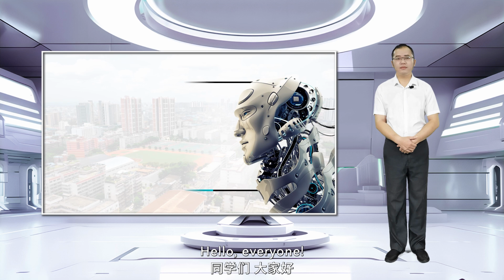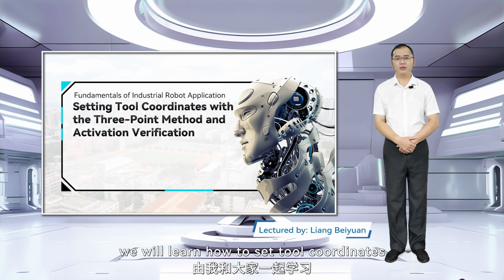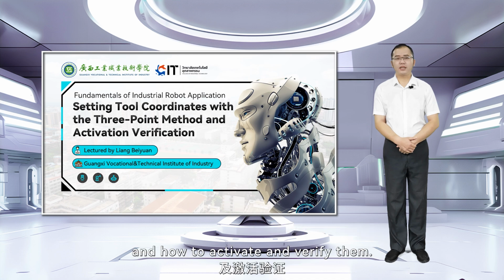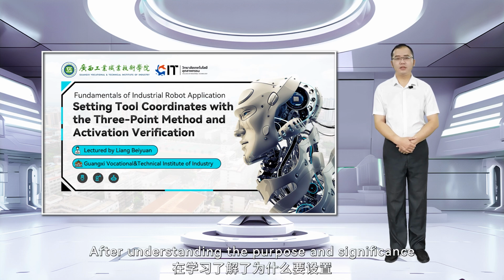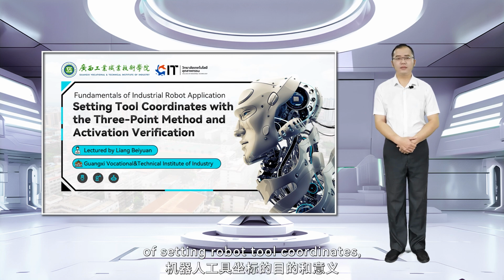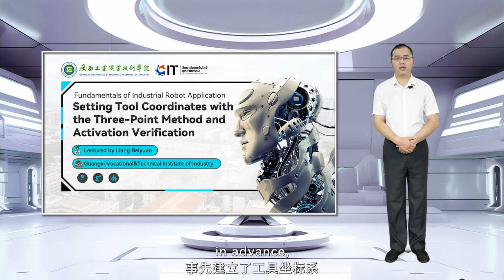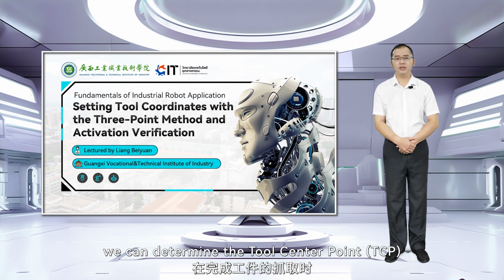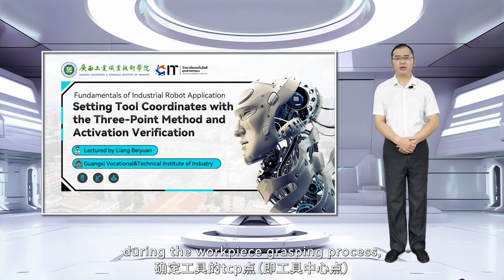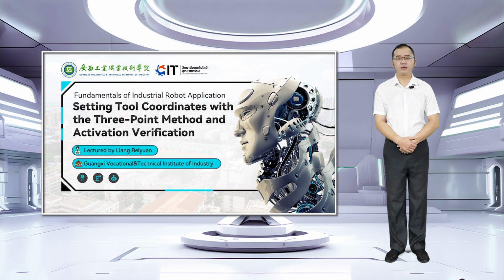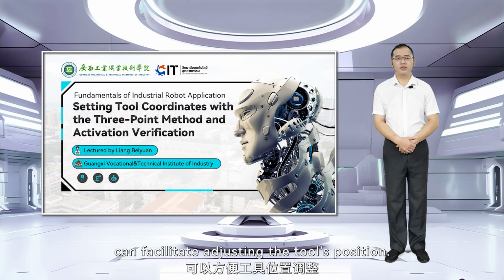Hello, everyone. In this lesson, we will learn how to set tool coordinates using the three-point method and how to activate and verify them. After understanding the purpose and significance of setting robot tool coordinates, we know that by establishing the tool coordinate system in advance, we can determine the tool center point, TCP, during the workpiece grasping process, making it easier to adjust the tool's posture. Determining the tool's feed direction can facilitate adjusting the tool's position.